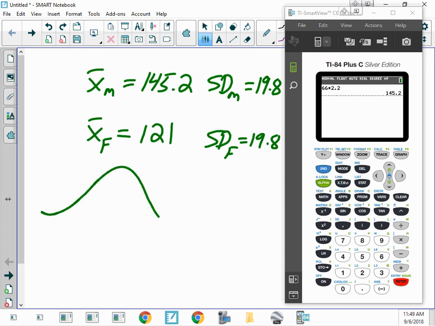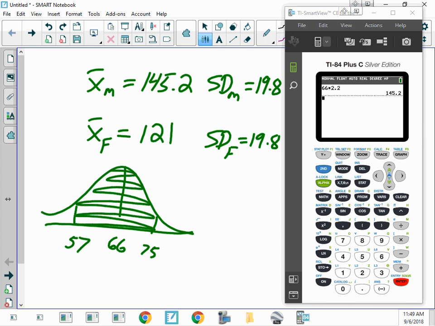So this is in kilograms, 66, 75, and 57. How many people fit in that group? 68%. How come? Because this is plus 9 and this is minus 9. Right? Okay. If you took the men and women together, would the SD of the weights be smaller than 9, just about 9, or bigger than 9?